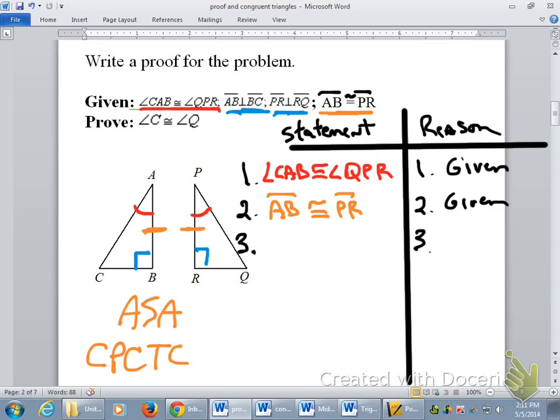So even though I'm a couple steps away, this perpendicular came from the given information. So I'm going to write that down. And yes, you do have to write it all down. So that's AB. But I could combine them together, and I think I will.